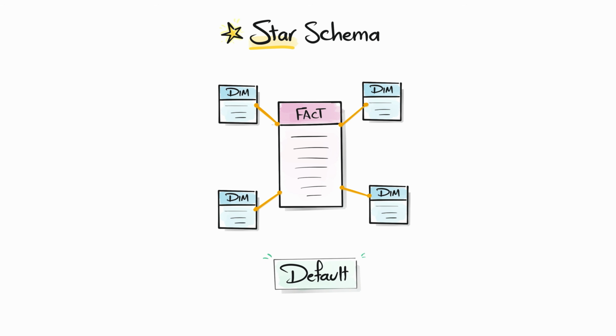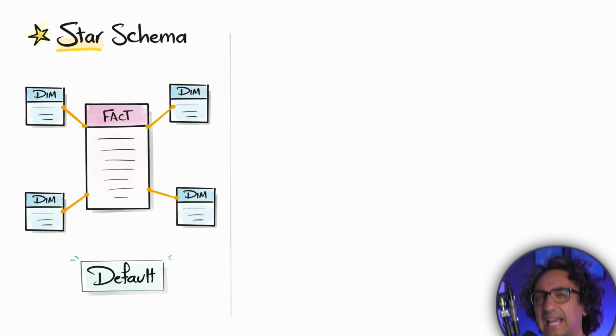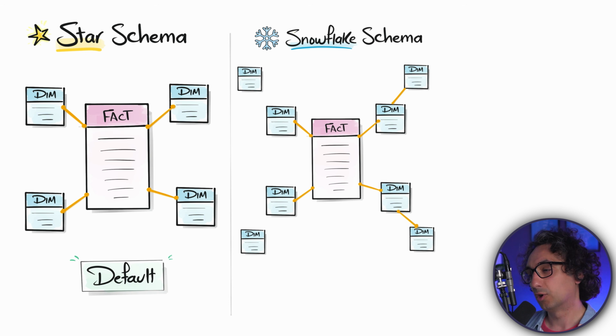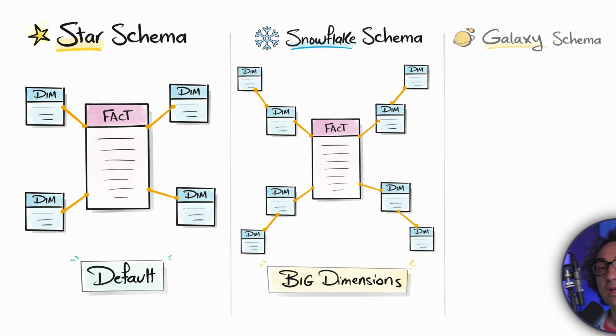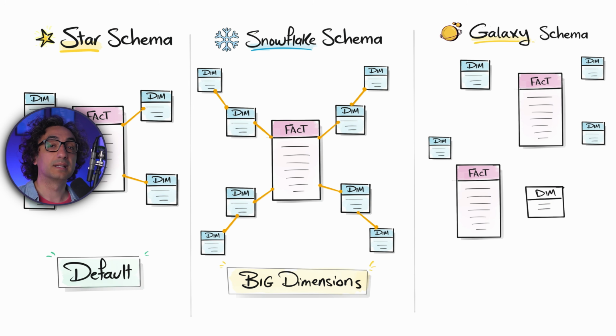Then we have a Snowflake. If you have an issue with big dimensions and you want to split and normalize, by the way, if I say normalize, that means we are just splitting big tables into smaller tables. And the third one, the Galaxy, if you have multiple facts that are sharing the same dimensions.